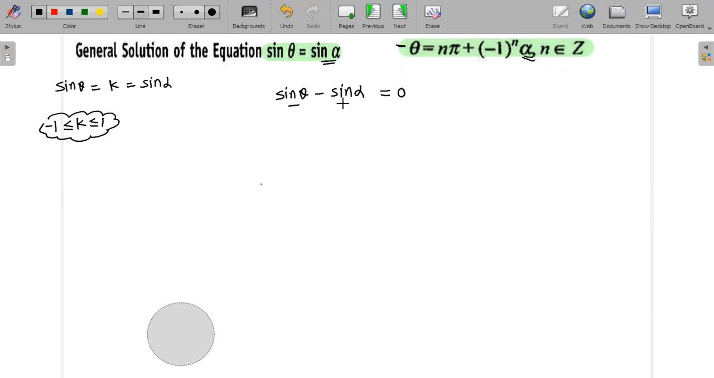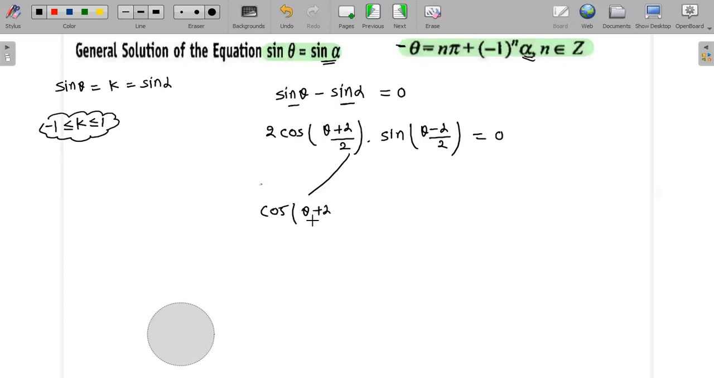Now you should be good with your sum and difference trigonometric identities. What does sine C minus sine D stand for? It is 2 cosine of (C plus D) by 2 times sine of (C minus D) by 2. By that way, we have a product of two trigonometric functions resulting in 0. That means either cosine of (theta plus alpha) by 2 must be equal to 0, or sine of (theta minus alpha) by 2 must be equal to 0.